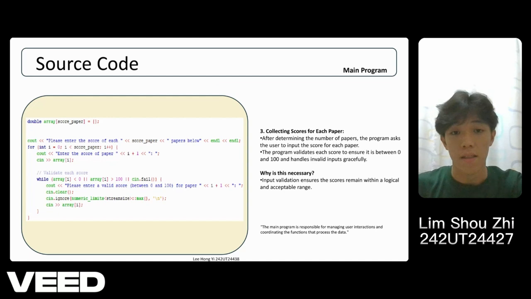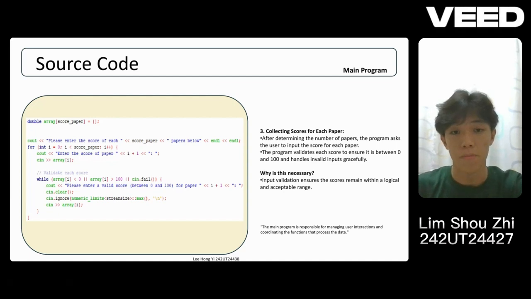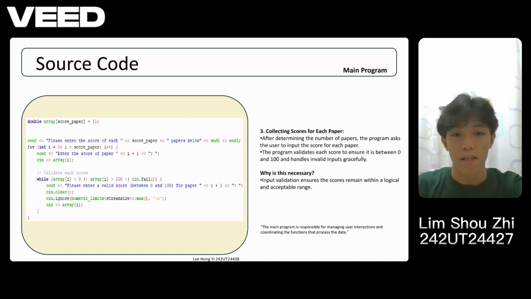Once the number of papers is confirmed, the program moves on to gather the score for each paper. Each score must fall between 0 and 100, representing a valid range for exam marks, and the program ensures invalid inputs such as negative numbers or values over 100 are rejected. So the users are guided to re-enter valid scores, and this ensures logical consistency.